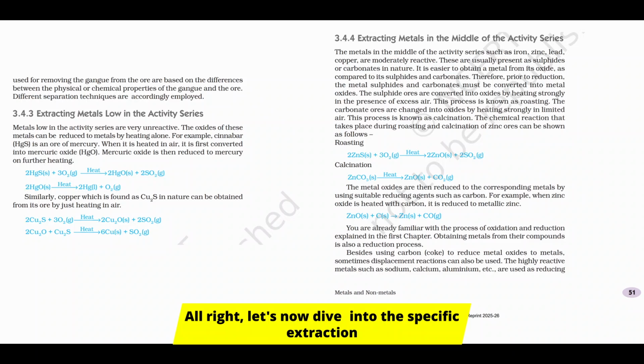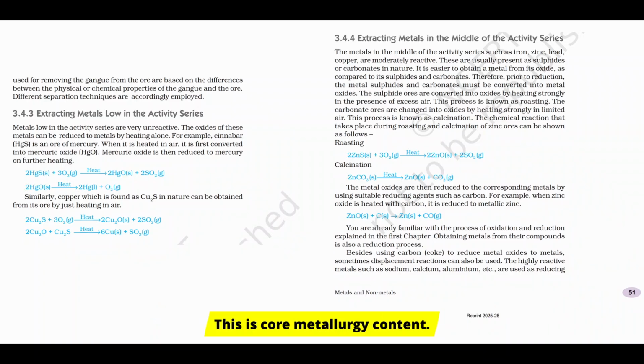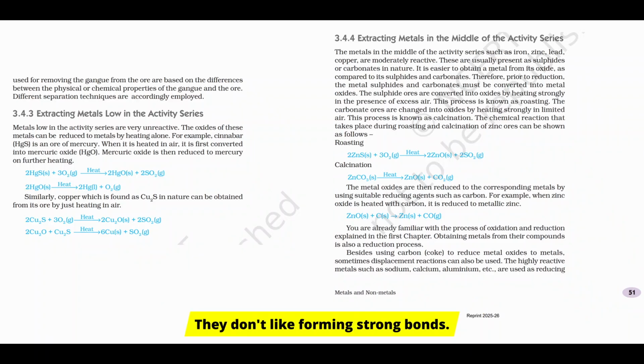All right, let's now dive into the specific extraction techniques for each category of metals based directly on their reactivity. This is core metallurgy content. First, we have extracting metals low in the activity series. These are the ones near the bottom, like mercury, Hg, and copper, Cu, though copper can sometimes be middle reactivity depending on the ore. These metals are characterized by being very unreactive. They don't like forming strong bonds. They're easier to extract. Relatively speaking, yes.